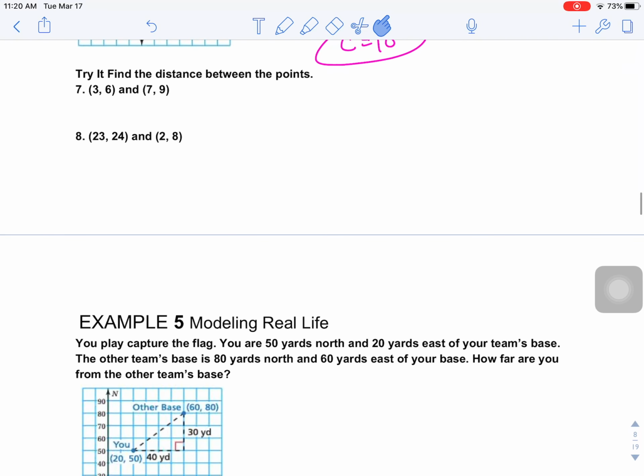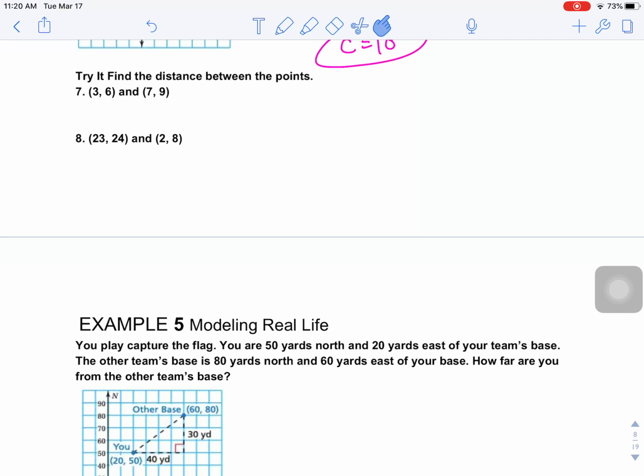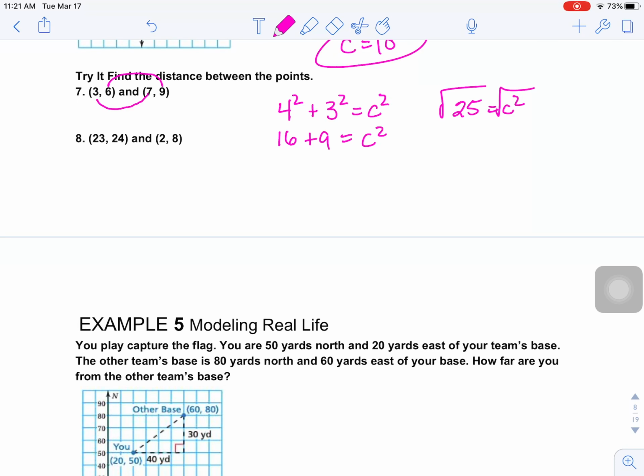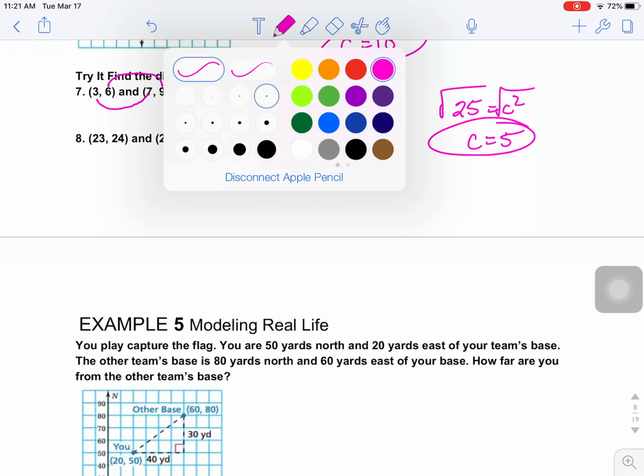Find the distance between the points. Same idea. Without drawing it out, I can figure out from 3 to 7, that's a distance of 4. From 6 to 9, that's a distance of 3. Oh, look at that. You guys should already know the answer, right? 3, 4. We know it's going to be 5, but let's do the work anyways. 16 plus 9 is c squared. 25 equals c squared. Square root both sides, c equals 5.